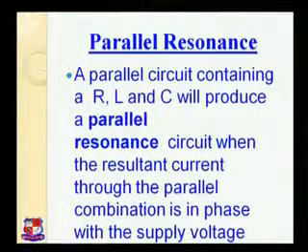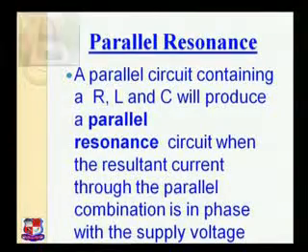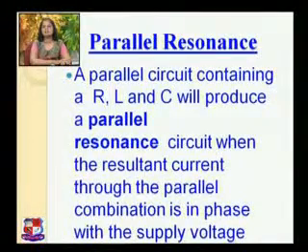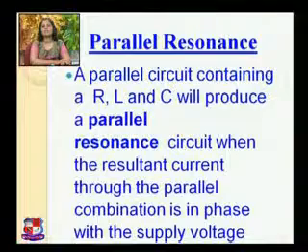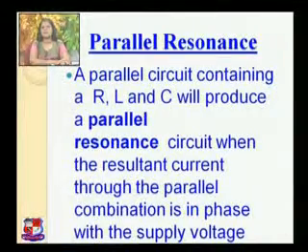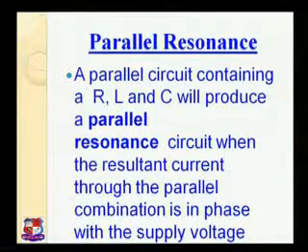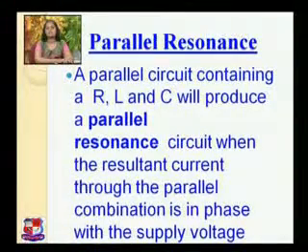And what happens in a parallel circuit, which we are discussing today. A parallel circuit containing R, L and C will produce parallel resonance when the resultant current through the parallel combination is in phase with the supply voltage. In a parallel circuit, the current passing through the resistor is always in phase with the voltage, but the currents through the inductor and capacitor have some phase difference. But when the supply current Is is in phase with the voltage, that condition is known as the parallel resonant condition.